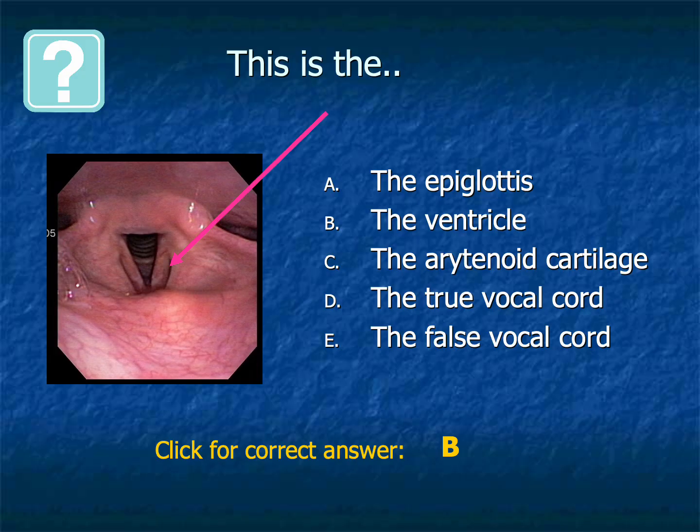With experience, pattern recognition accelerates. Structures that once required conscious identification become immediately recognizable. This transition from uncertainty to familiarity is one of the major developmental milestones in bronchoscopy training.